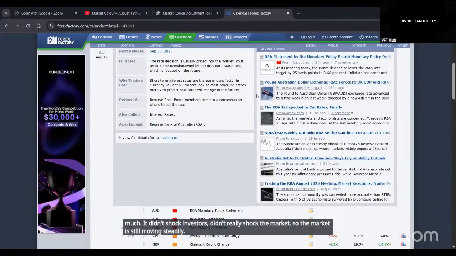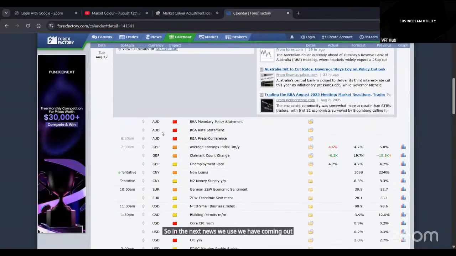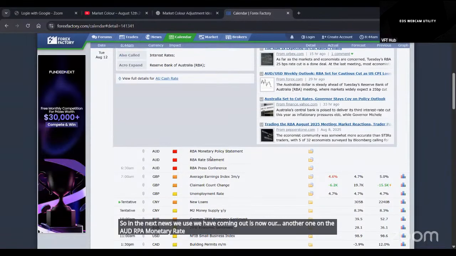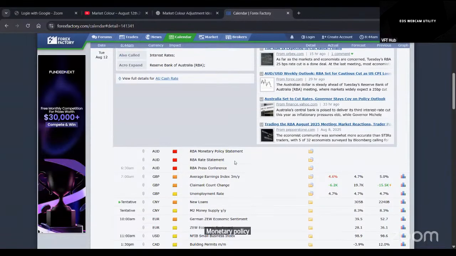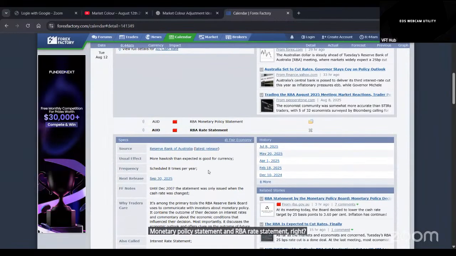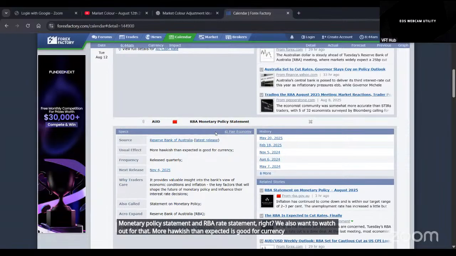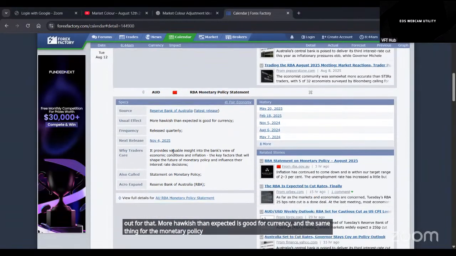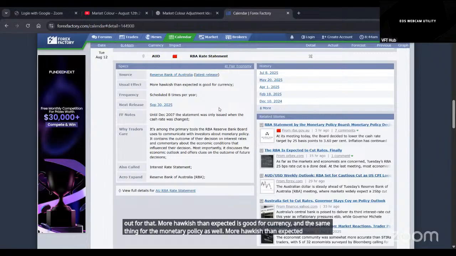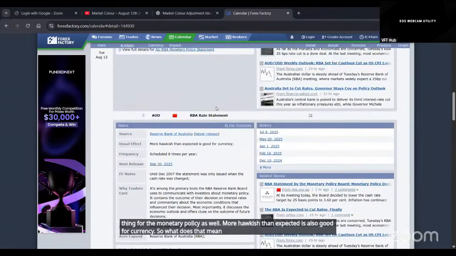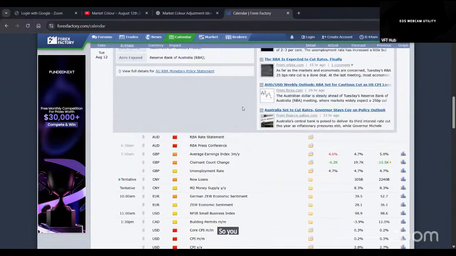So the next news release we have coming out is another one on the AUD, the RBA monetary policy statement and RBA rate statement, right? We also want to watch out for that. More hawkish than expected is good for currency, and the same thing for the monetary policy as well. More hawkish than expected is also good for currency. So what does that mean? If something is good for currency, you're expecting strength into it. So you want to watch out and see what those news releases do.